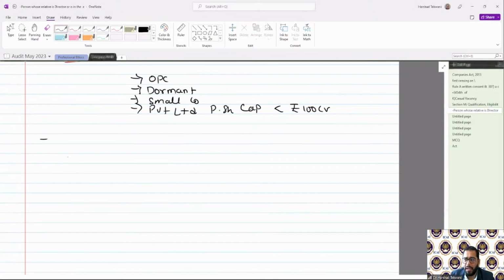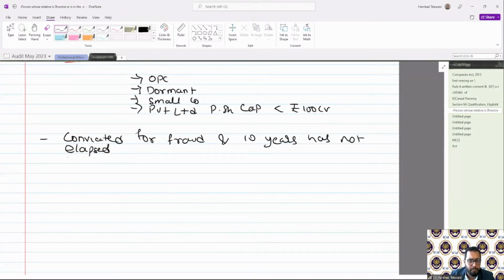Then the next is that a person has been convicted by the court for an offense involving fraud, and a period of 10 years has not passed from such conviction. So if you have been convicted for fraud and 10 years has not elapsed from the date of conviction, then you are not eligible. Okay.